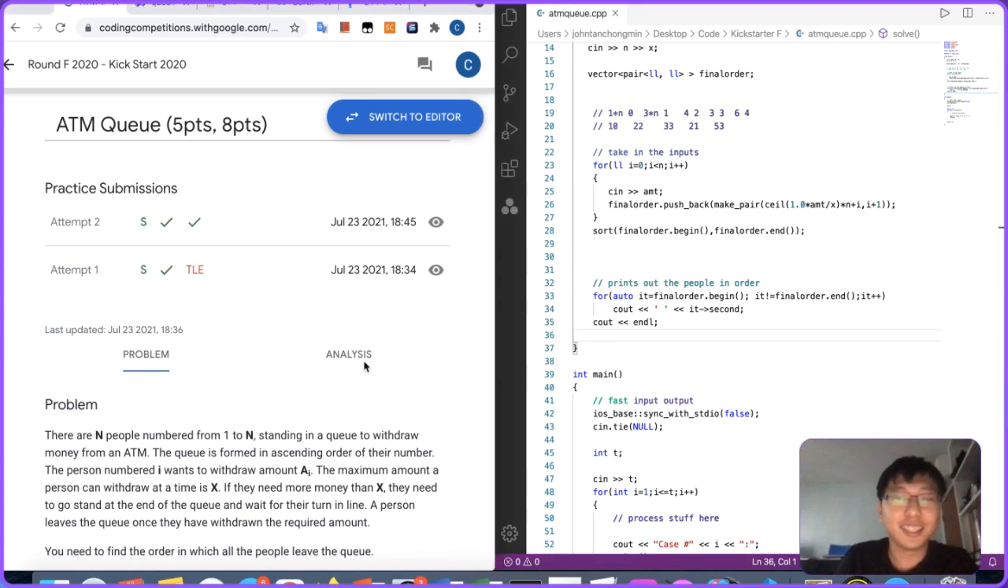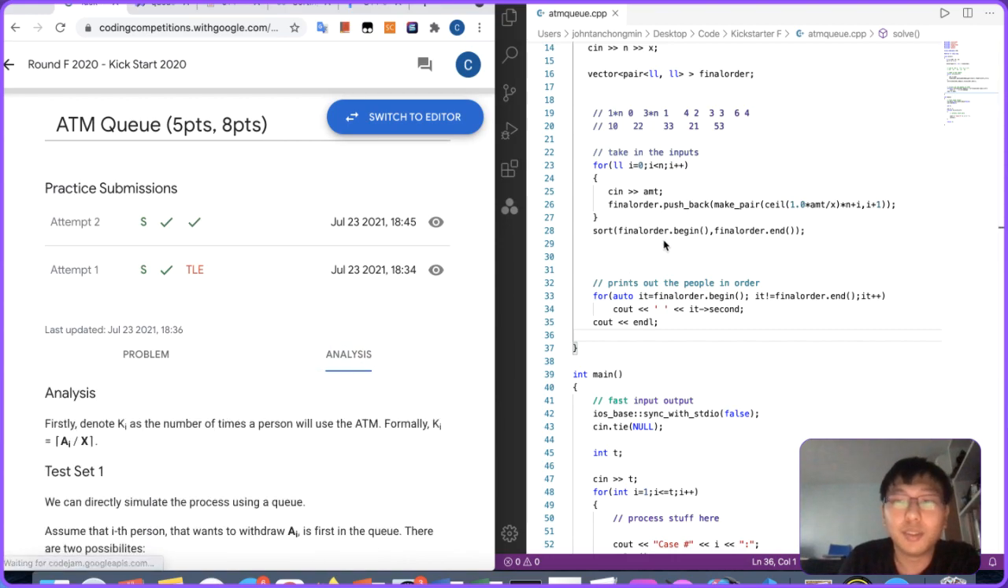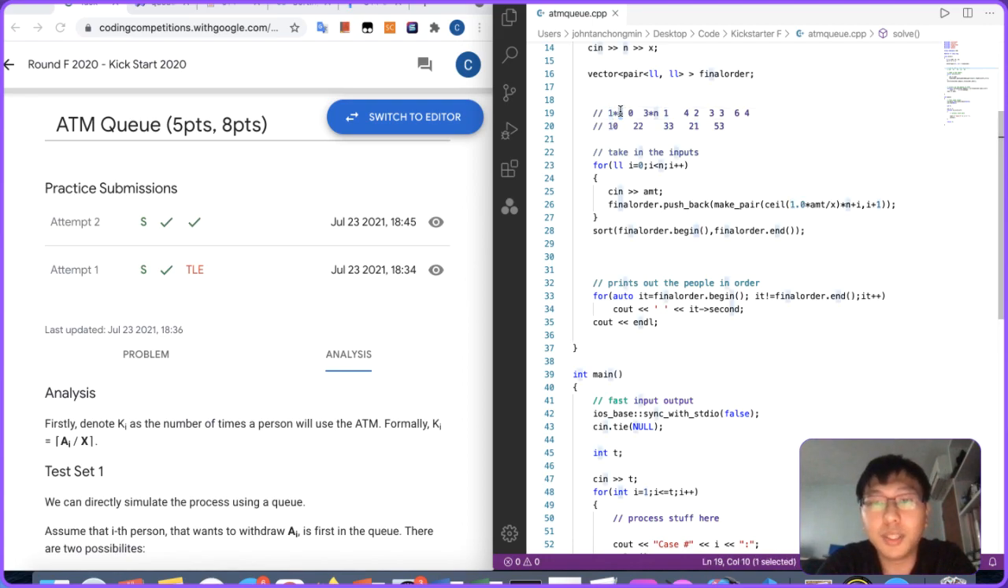All right. So indeed, it's just doing this. We take the number of times he will go through the ATM, and then we multiply it by n, and this means that we compensate. If he needs to go multiple times to the ATM, we need to times n again to cater for his position at the back of the queue again. So we simulate going to the back of the queue using a number.